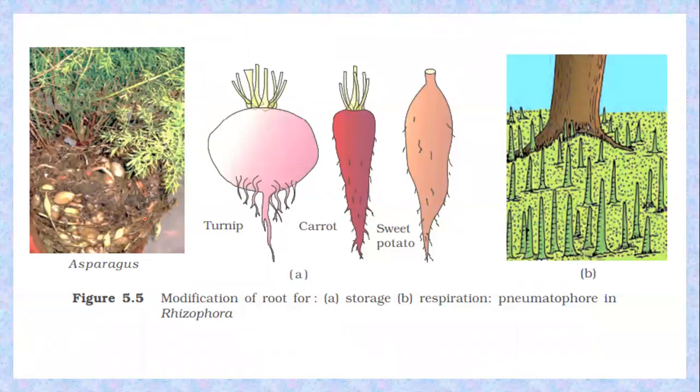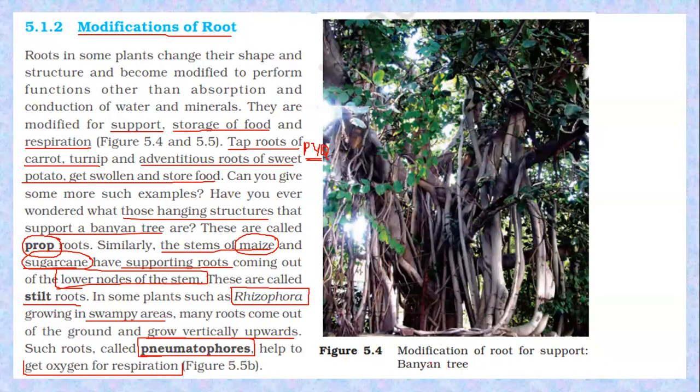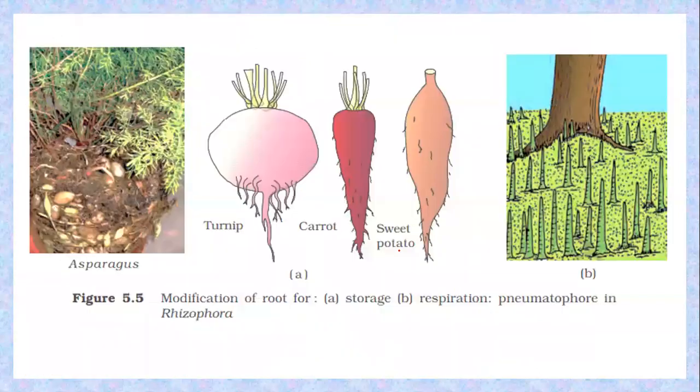This is a diagram which is given in the NCERT. This is also a diagram of modification of root for support in banyan tree. These are the hanging roots. These hanging roots will be known as what? The prop roots. Exactly like that, you will find modification of root for food storage. As given, in asparagus you will find the root modified to store food. In turnip and carrot, you will find what? It is the taproot modified to store food.